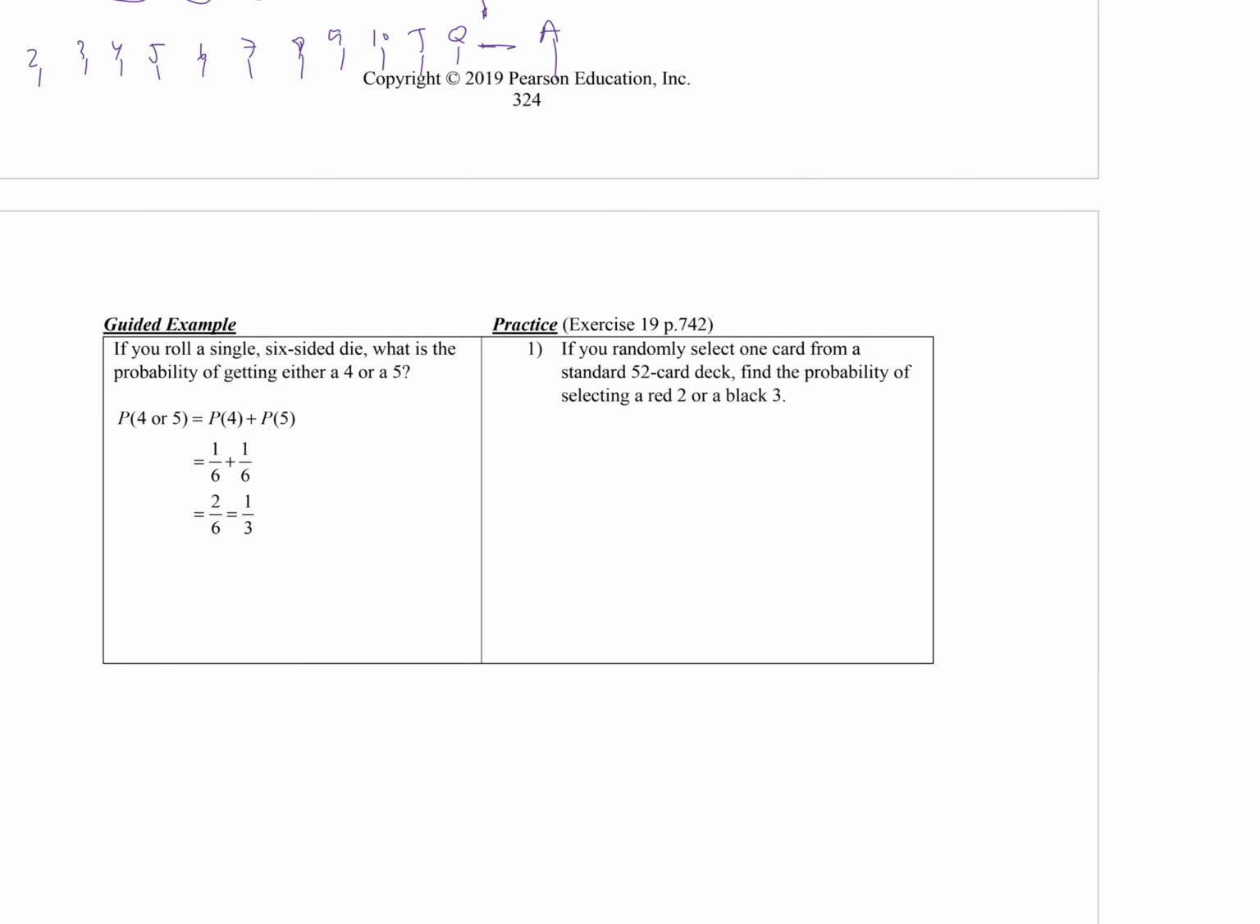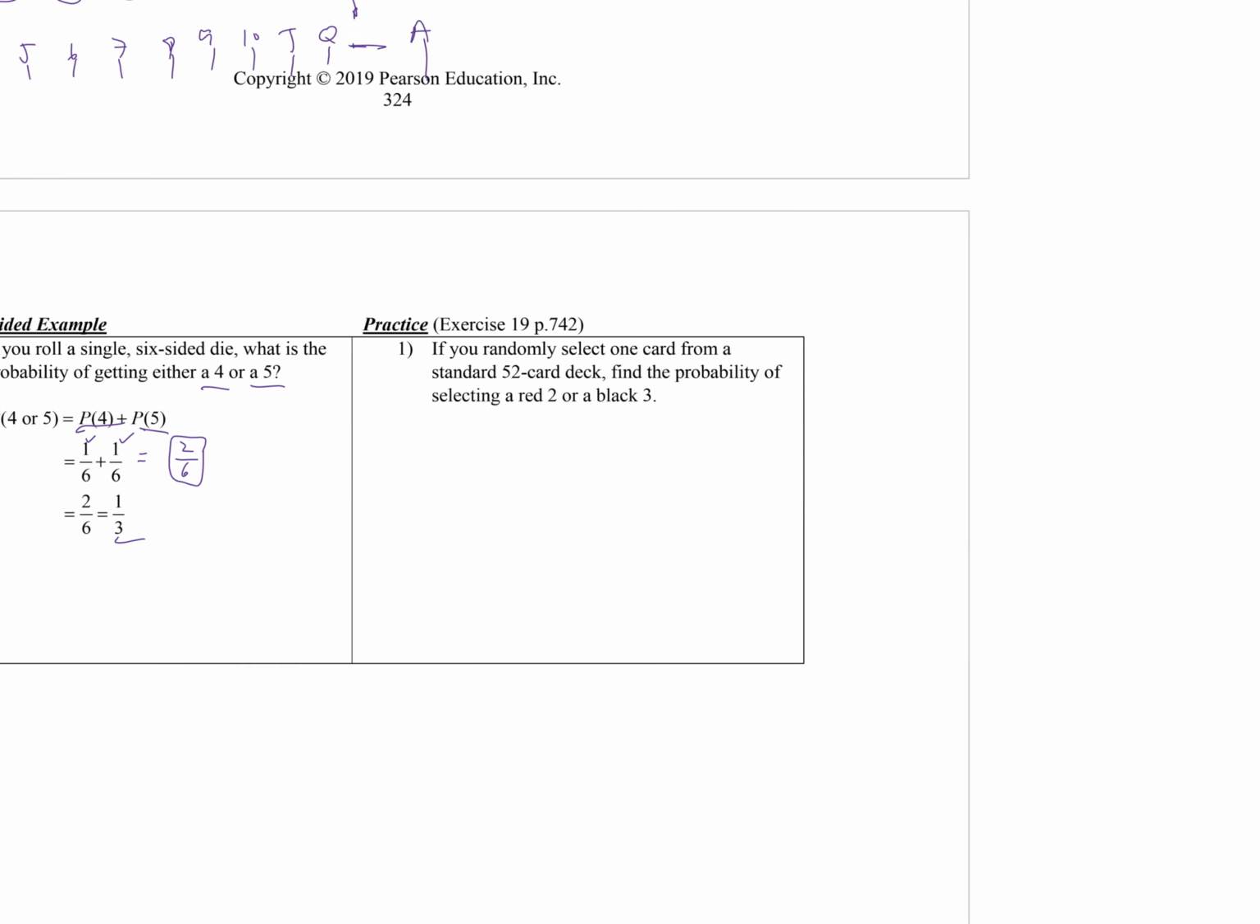So let's see. If you roll a single 6-sided die, what's the probability of getting a 4 or a 5? That's a mutually exclusive event because 4 and 5 can't happen at the same time. So the probability of getting a 4 is 1 out of 6, correct? The probability of getting a 5 is 1 out of 6, and then you just add them. You get 2 out of 6, which is 1/3 if you simplify.